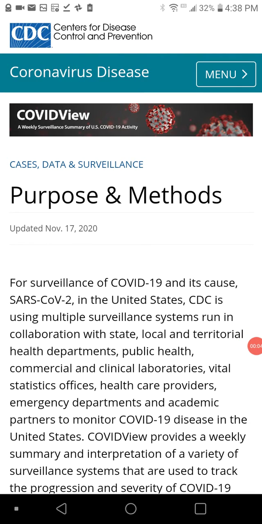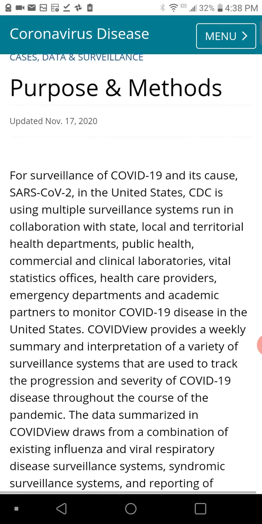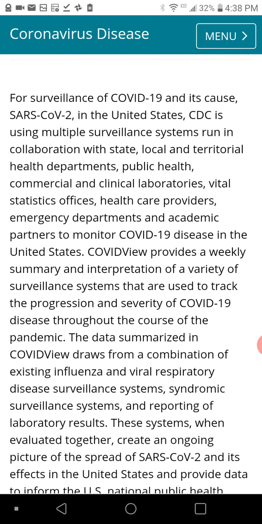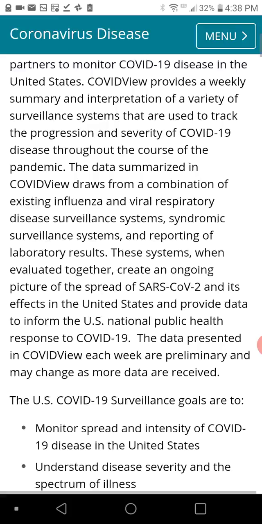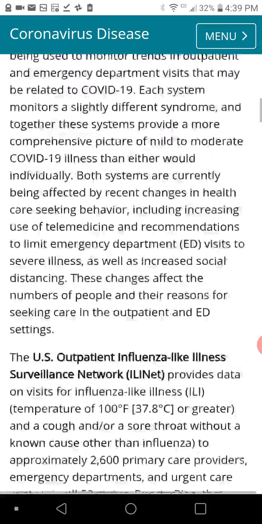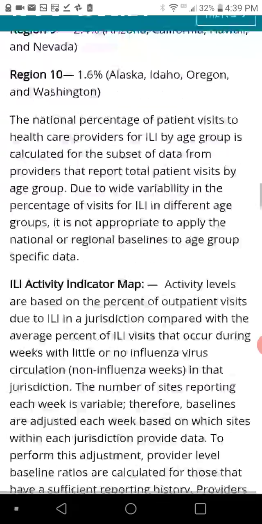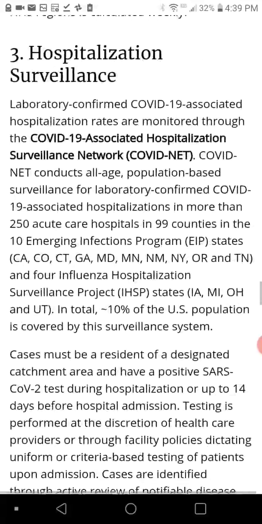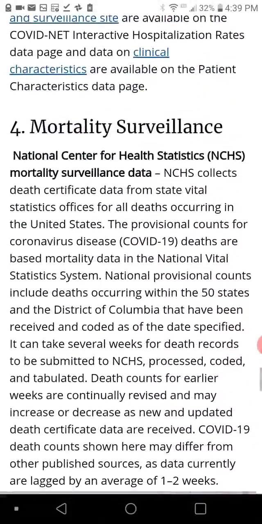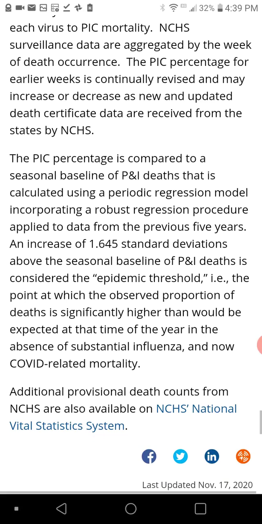I'm here at the CDC website, checking out their purposes and methods for all the beautiful and flashy infographics that they have. Everybody always says the CDC knows. If the CDC says, then the CDC must be right. I went all the way to the bottom here because I've had this inkling that they've been lumping deaths together.